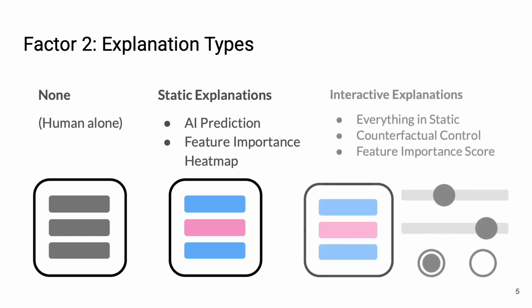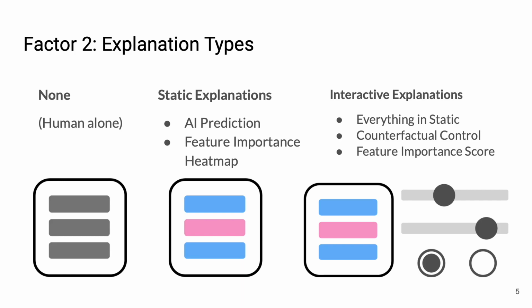Therefore, we develop interactive interfaces to enable a two-way conversation between decision makers and AI. For instance, we allow humans to change the input and observe how AI predictions would have changed in these counterfactual scenarios. We hypothesize that interactive explanations improve the performance of humans and their subjective perception of AI assistance's usefulness.